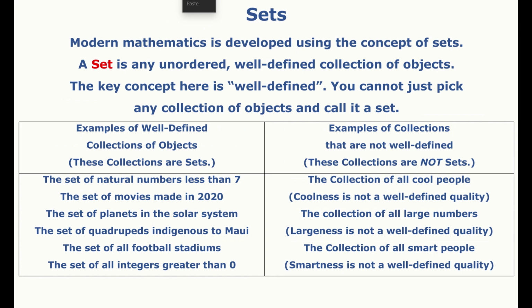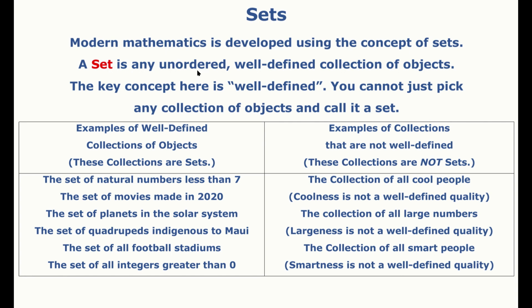After the mathematician George Cantor came up with the concept of sets and defined them, pretty much all branches of mathematics started to become defined using the concept of sets. So it's a very important concept. And a set is basically any unordered, well-defined collection of objects. The key concept here is well-defined. In other words, you cannot just pick any collection of objects and call it a set. At least not a mathematical set.